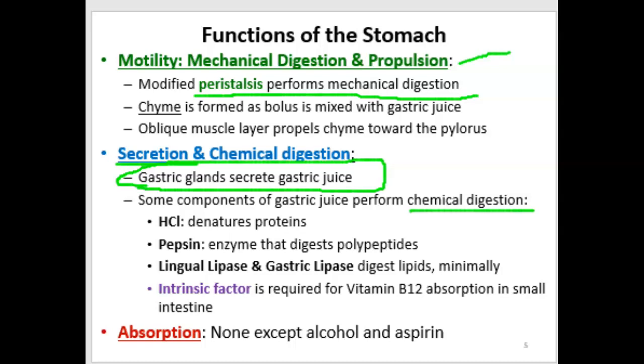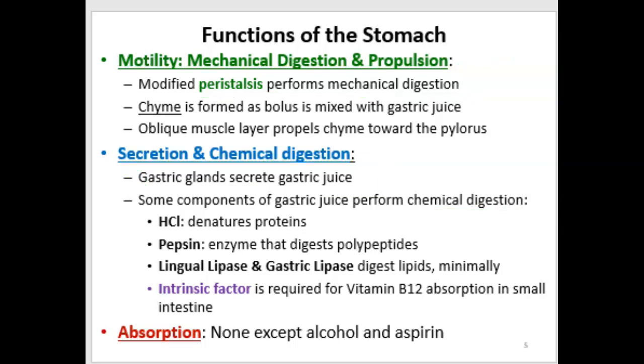So there's two components that chemically digest proteins. One component is hydrochloric acid, and that denatures proteins. Then there's pepsin, and pepsin physically breaks down peptide bonds between amino acids. So this is an enzyme that catalyzes a reaction of breaking that bond. So it digests peptides as well.